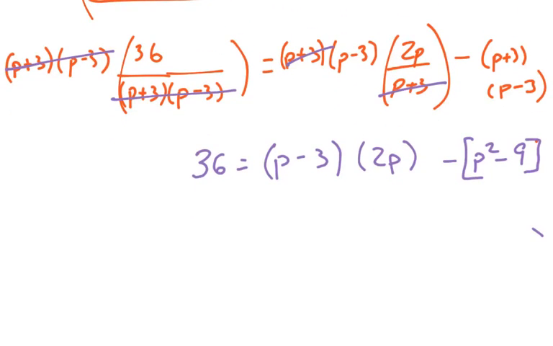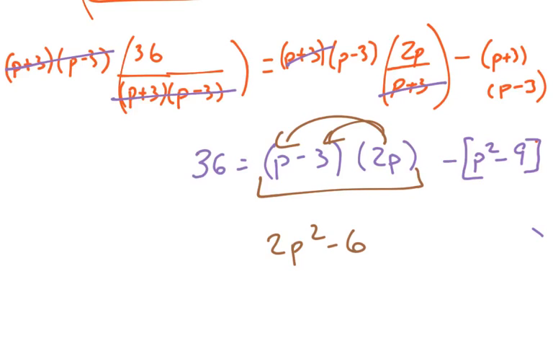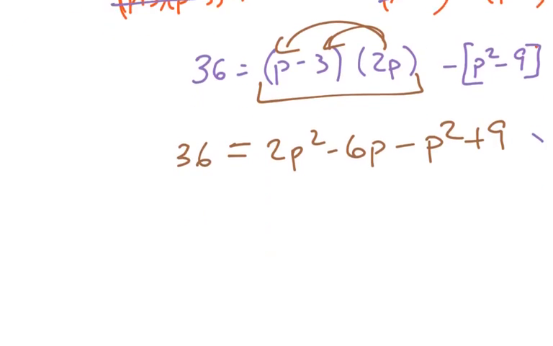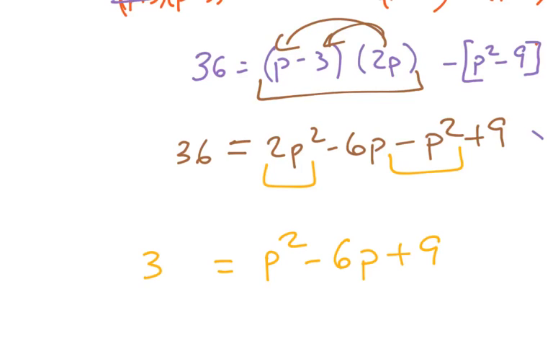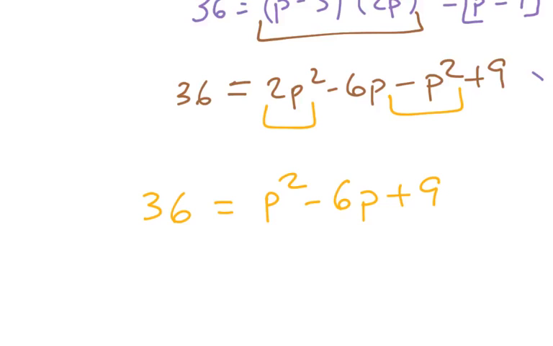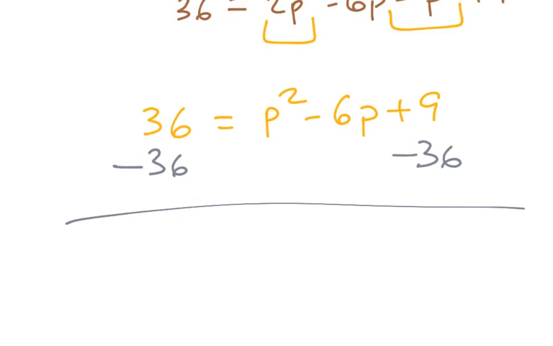Continuing the process, we can distribute here, and I'll get 2p squared minus 6p minus p squared plus 9 equals 36. And as I continue to clean this up, I can put my negative p squared and 2p squared together to get p squared minus 6p plus 9 equals 36. I'm going to subtract 36 to the other side. Now notice here, 36 minus 9 is going to be 27.